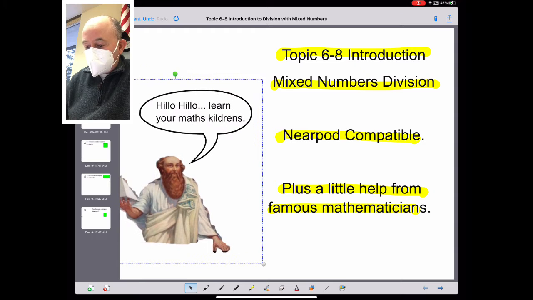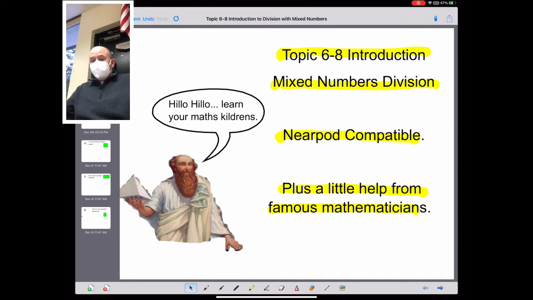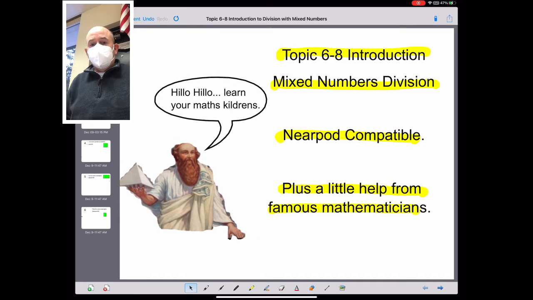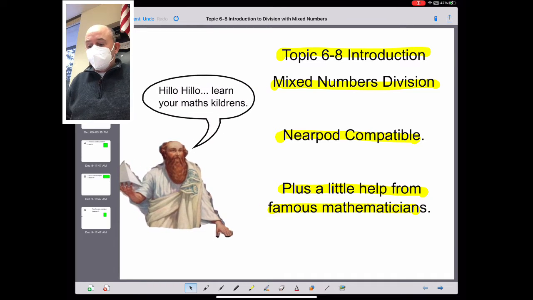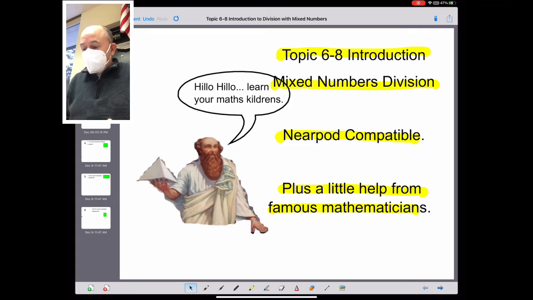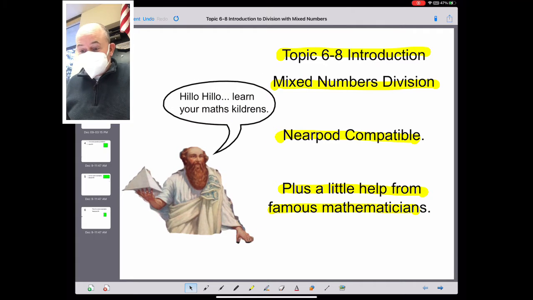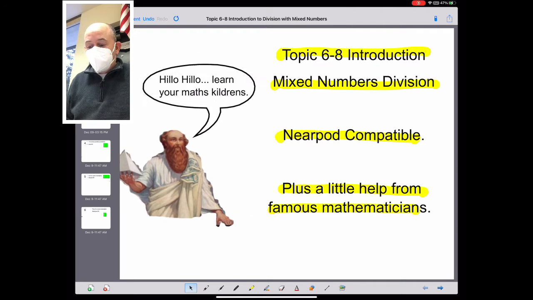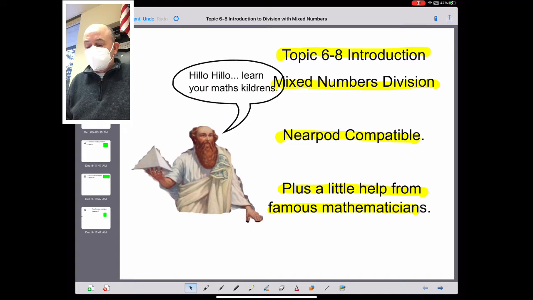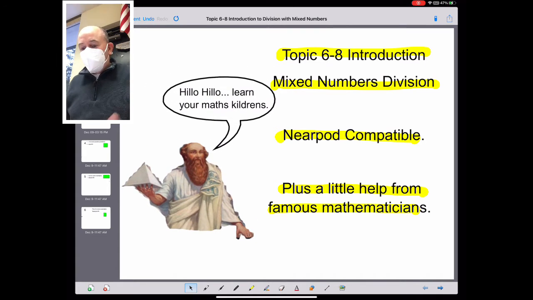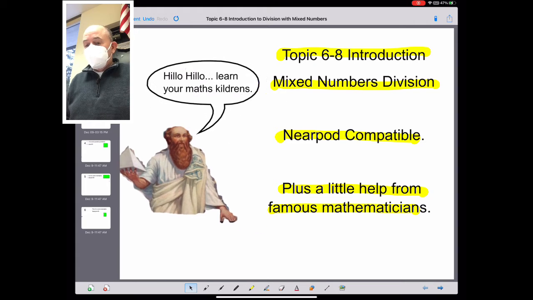It's Pythagoras. Pythagoras, how are you? Hello, children. Learn your maths. Oh man, look at him. Hey, Pythagoras, you gonna help us with mixed numbers division? Oh yeah, I love to do lots of dividings. Very cool. Okay, well, what should I do first? Oh, show them the steps.